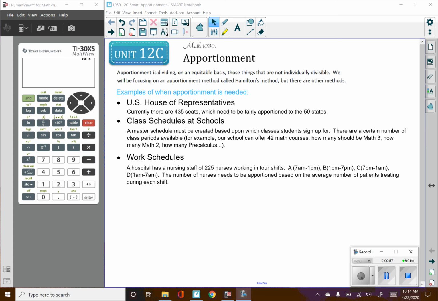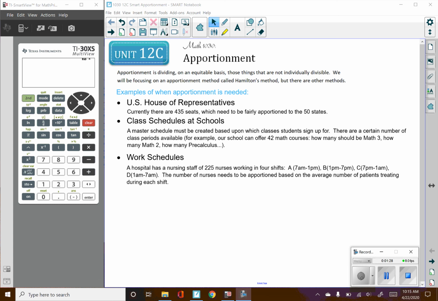We are going to focus on an apportionment method that's called Hamilton's method. There are other methods of apportionment, but Hamilton's is kind of a common one. Other things that might need to be apportioned are schools. They do an apportionment every time that they create a master schedule. So students sign up for classes. Well, there's only a certain number of class periods available. So for example, maybe our school offers 42 different math courses. We have to decide how to apportion it most fairly.